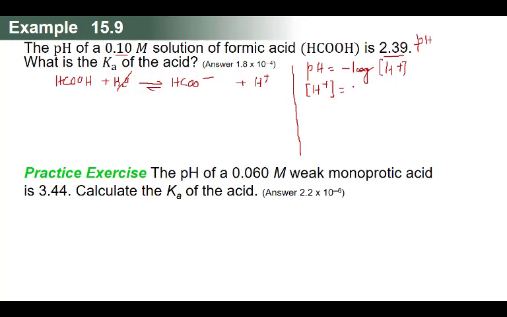Hydrogen ion is equal to shift log minus pH. So you can say shift log minus 2.39. So hydrogen ion will be equal to 4.1 times 10 to the power minus 3 molarity. This is the hydrogen ion concentration.